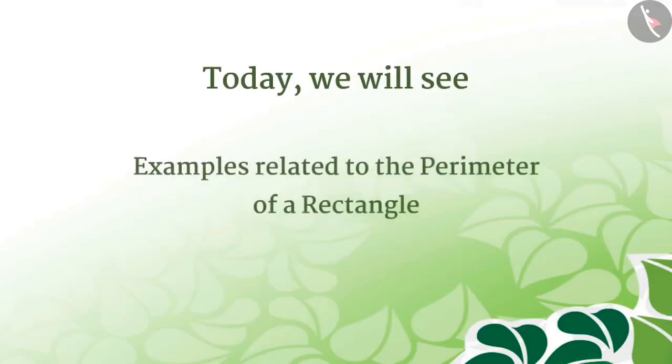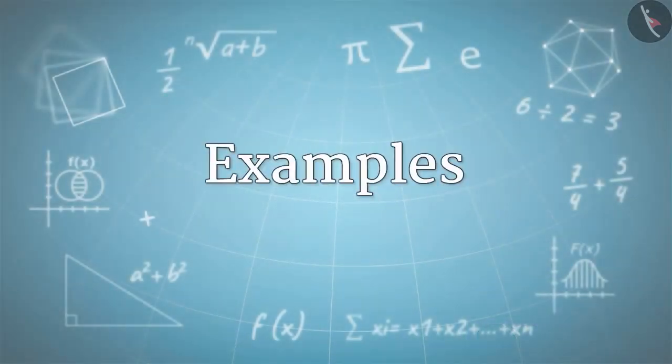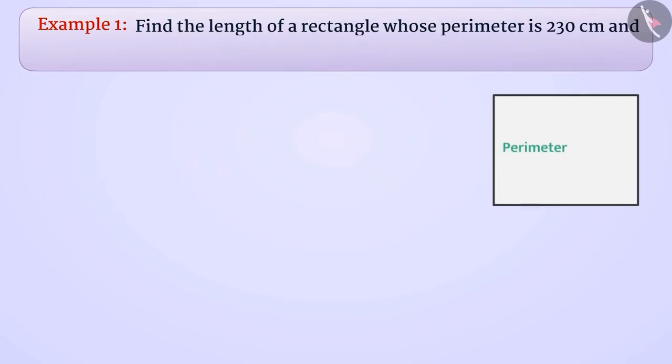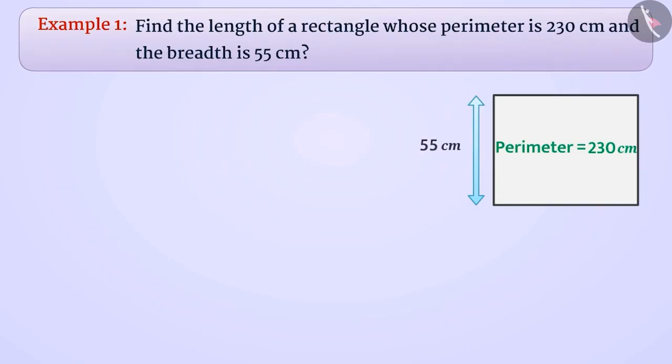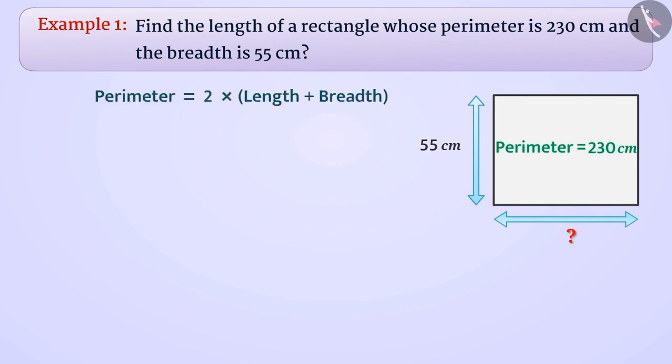We will see some examples related to the perimeter of a rectangle. A rectangle has a perimeter of 230 cm and a breadth of 55 cm. Find the length of this rectangle. We know that the perimeter of a rectangle is equal to 2 into length plus breadth.